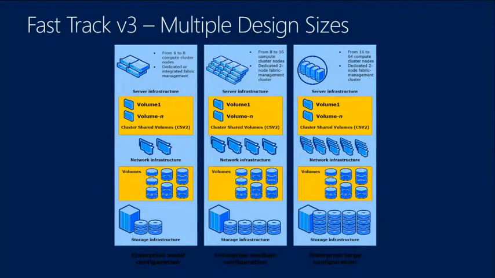The first one is effectively a storage infrastructure that is driven by which one do we have? So this is just the size. So this is 6 to 8, 8 to 16, 16 to 46. So this is the small configuration, the medium configuration, and the large configuration.